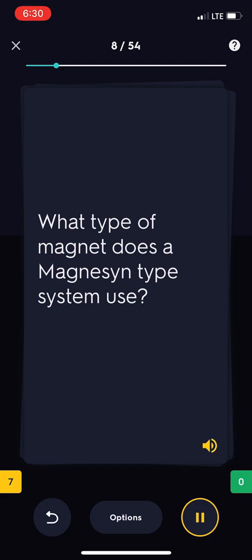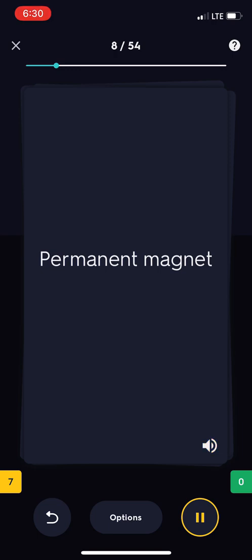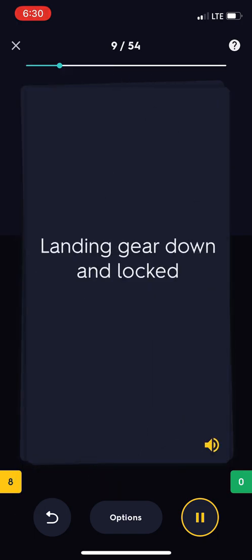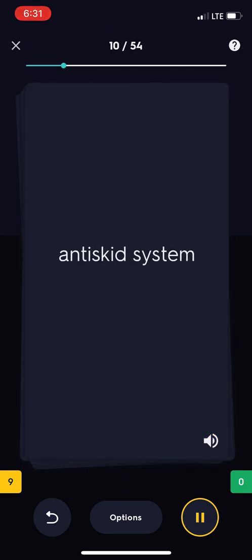What type of magnet does a Magnuson type system use? Permanent magnet. A green light in a landing gear indicator panel would mean what? Landing gear down and locked. When a landing gear safety switch on a main gear strut closes at liftoff, which system is deactivated? Anti-skid system.